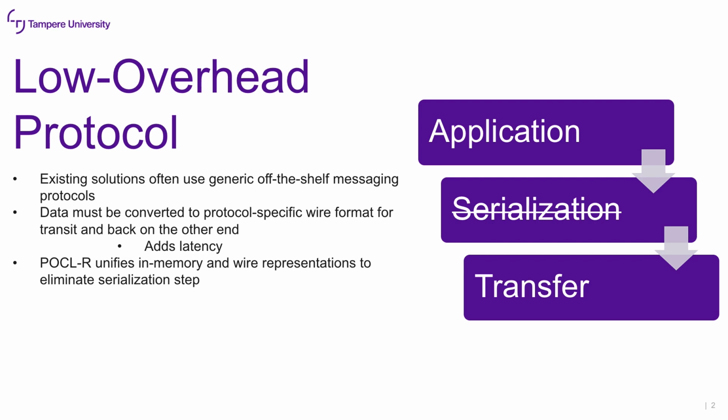Most networked applications rely on generic network protocols that have some kind of custom data format for the data being transferred over the wire. This adds a serialization and deserialization step on the ends of the communication channel, which has proven to have a significant performance impact. One of the methods used to achieve low latency in POCL Remote is the custom network protocol that unifies the in-memory and wire representations of OpenCL commands and data to eliminate serialization and deserialization steps.